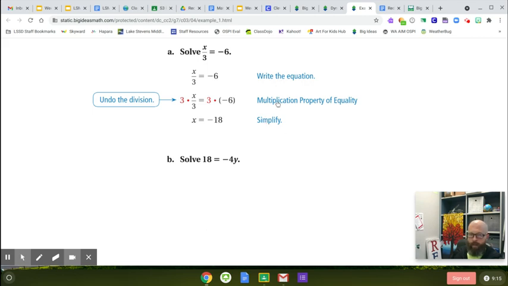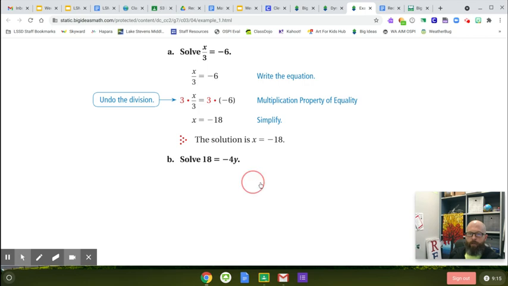So here's your steps on that, and just remember to undo the division, you're going to multiply by the number. So divided by 3, multiply by 3, and you end up with just x all alone. So in this one, it says solve 18 equals negative 4y. Now this is multiplication, right? So negative 4 times y. So what I'm going to do is divide to undo the multiplication. I'm going to divide both sides by negative 4.